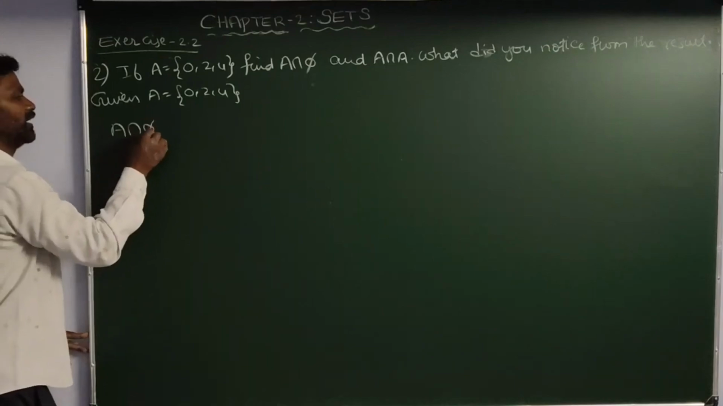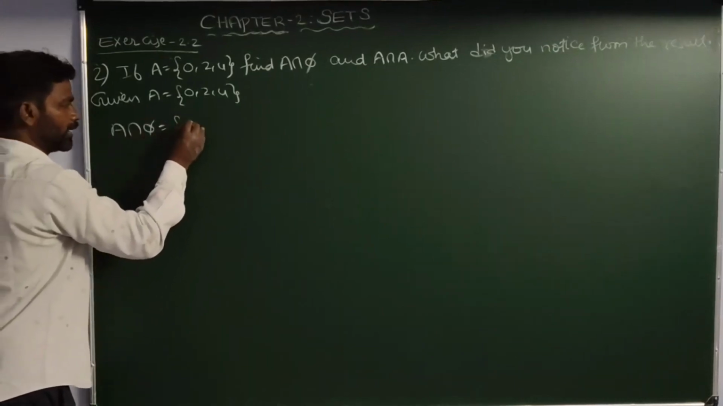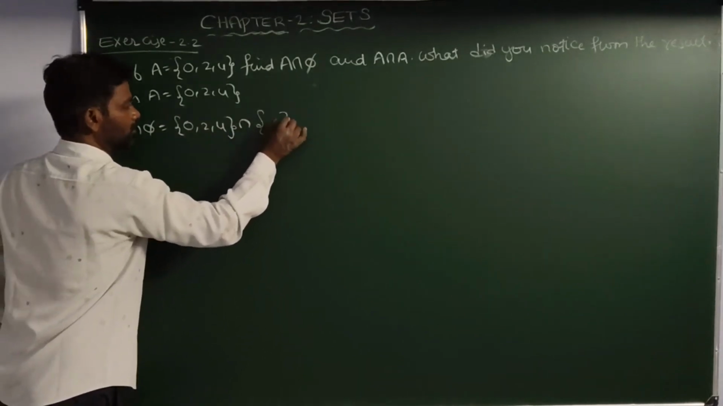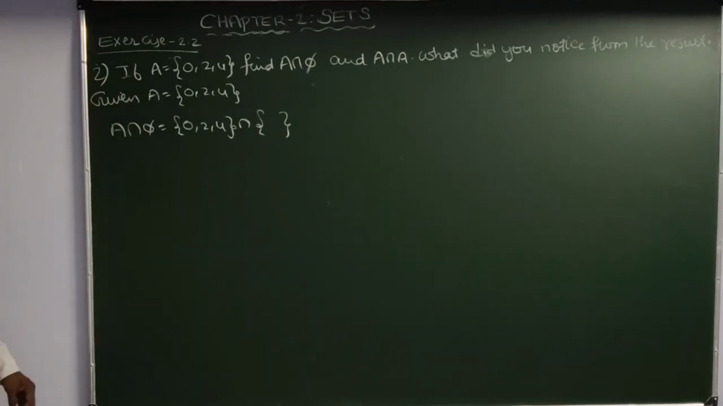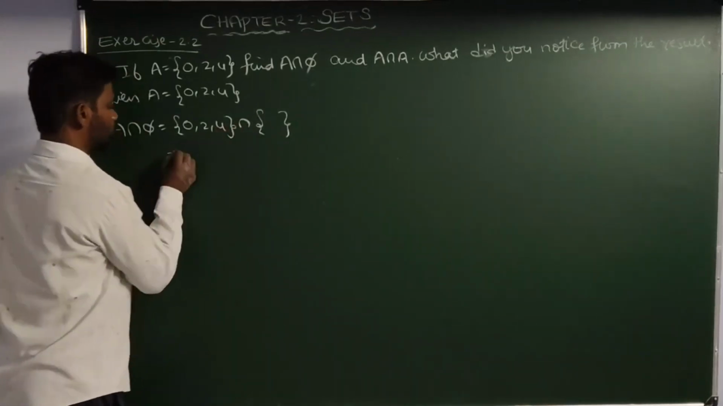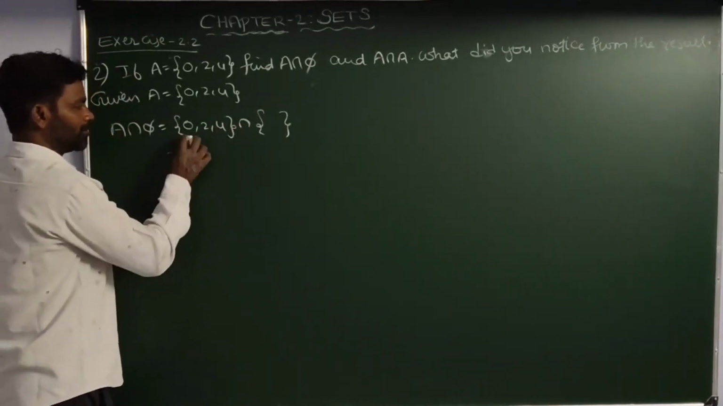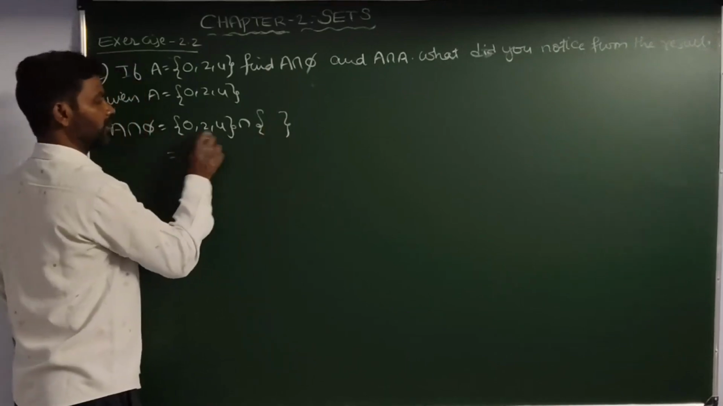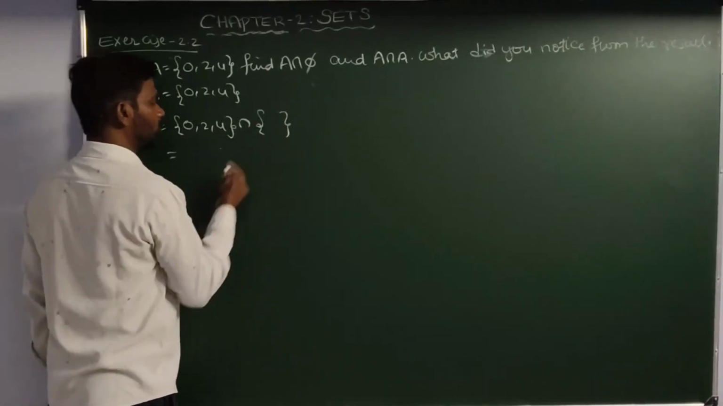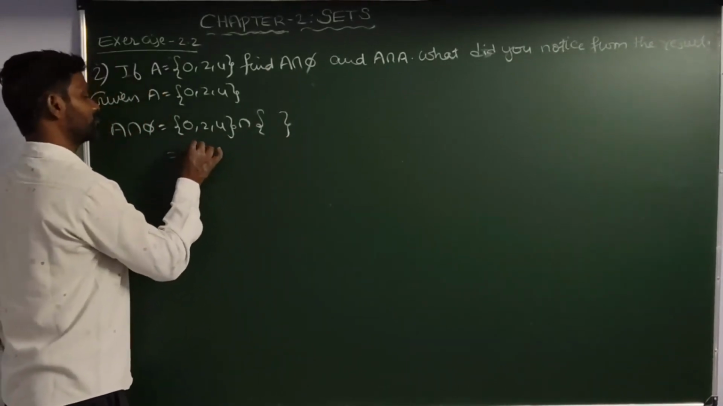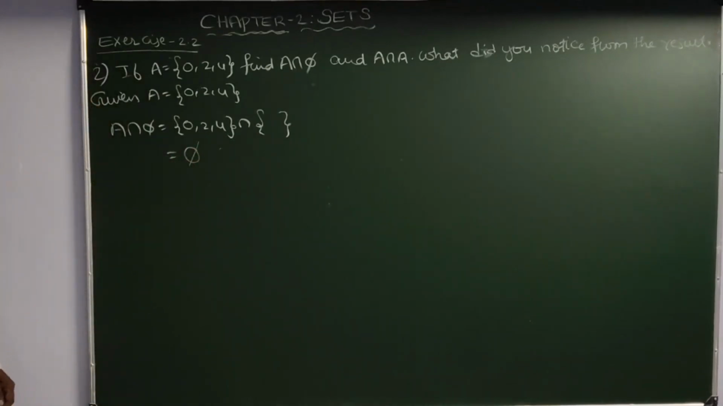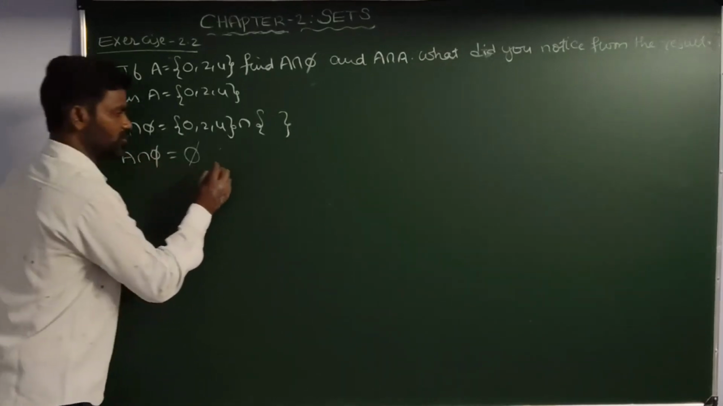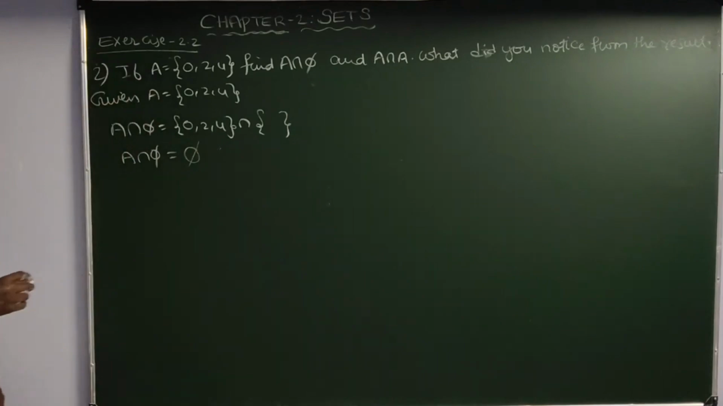A intersection 5. A intersection 5 is equal to A elements 0, 2, 4, intersection 5 elements. There are no elements in null set or empty set. So what are the common elements in both the sets? In this null set there are no elements, but here we have some elements, but there are no common elements. Then we can write simply empty set. So what do we get here? A intersection 5 is equal to empty set only, right?